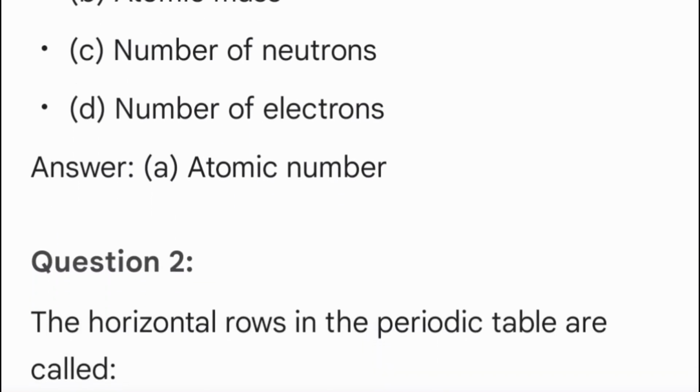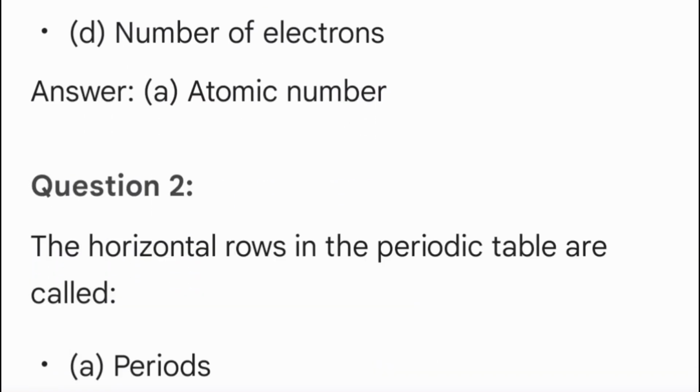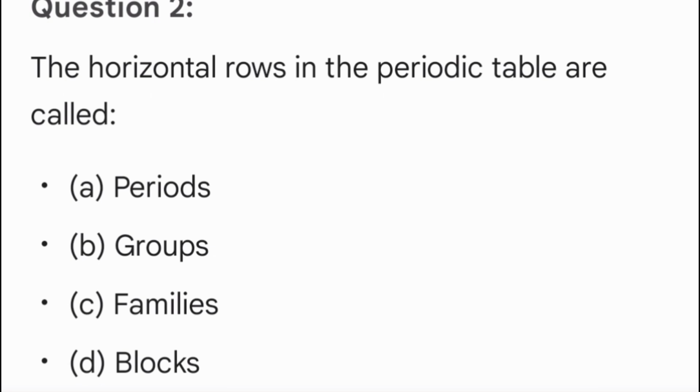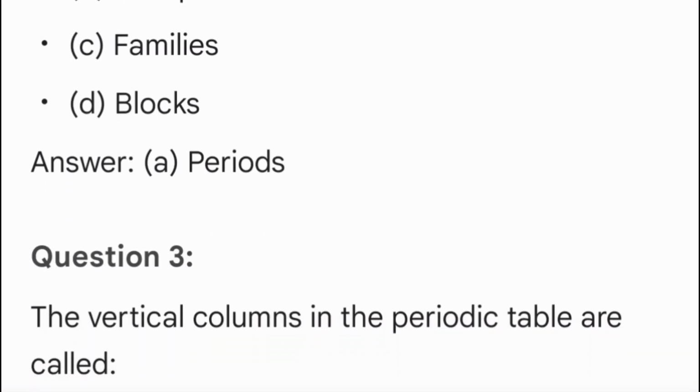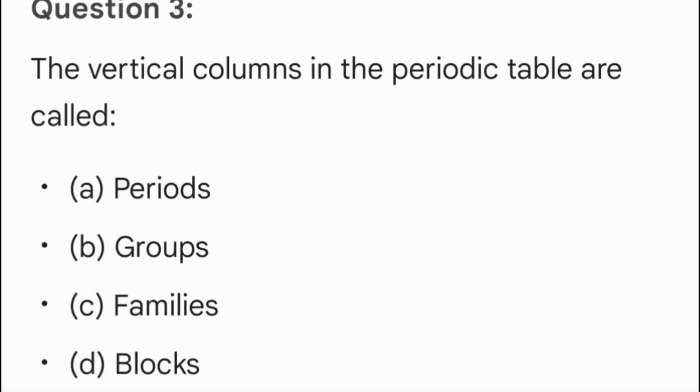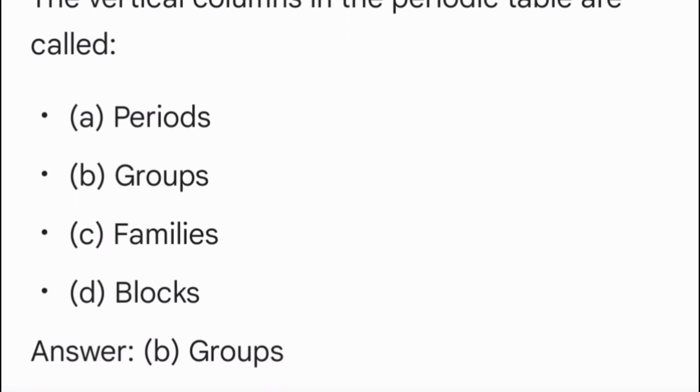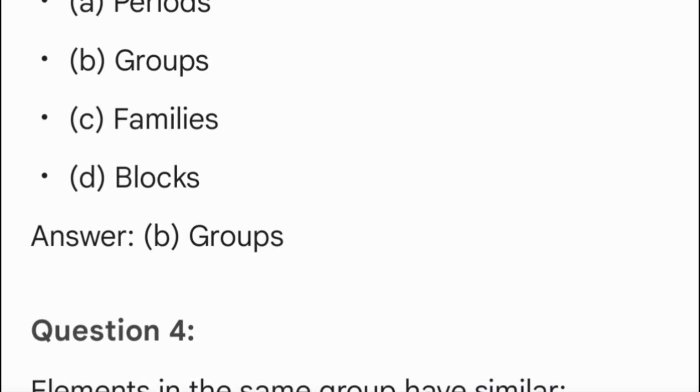Question 2. The horizontal rows in the periodic table are called: A. Periods, B. Groups, C. Families, D. Blocks. Answer: A. Periods. Question 3. The vertical columns in the periodic table are called: A. Periods, B. Groups, C. Families, D. Blocks. Answer: B. Groups.